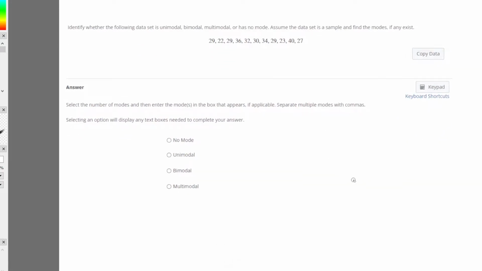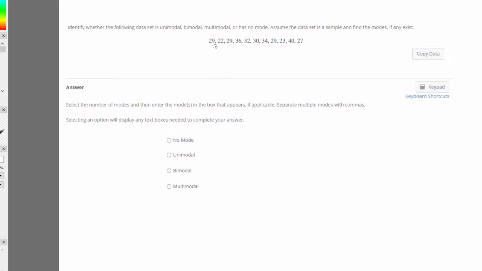This one is asking us to identify whether this data set is unimodal, bimodal, multimodal, or no mode. I always start saying it with an L. We want to assume it's a sample, and we want to find the modes, if any exist. So unimodal, if you think about bikes, unicycles have 1 wheel, bicycles have 2 wheels, and multimodal, like multicycles, I don't think those exist, but they probably have more than 2 wheels.